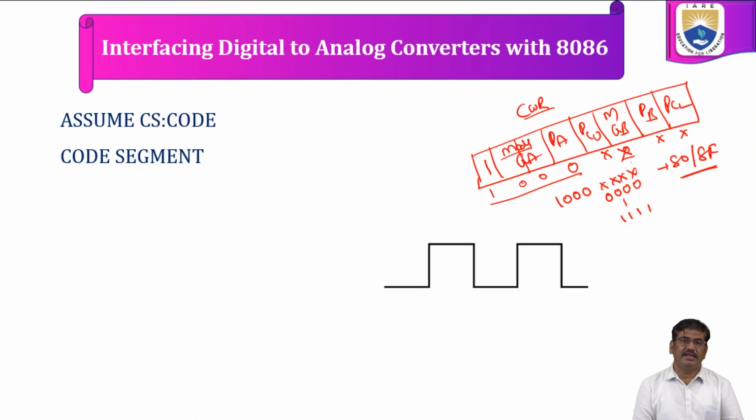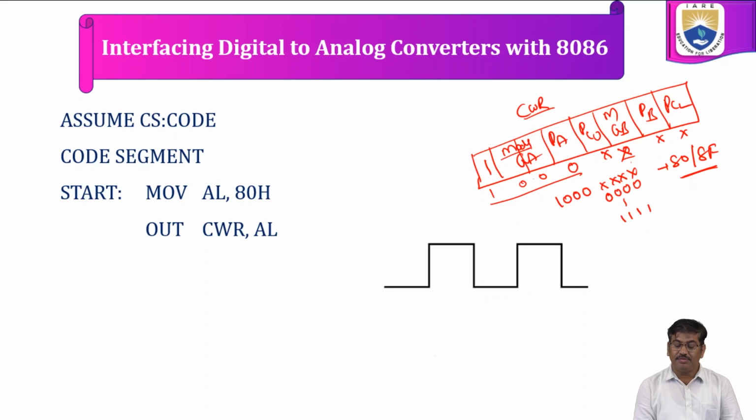So we will send 80H to the control word register by using the instruction MOV AL, 80H. Then we will output this to the control word register, OUT CWR, AL. The next step is we need to send the pulse, either logic 0 or logic 1. It is our wish to start, so we will start with the 0 first. So MOV AL, 00H.